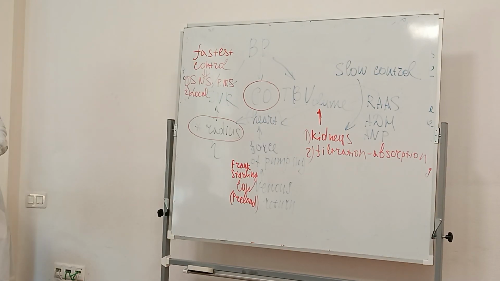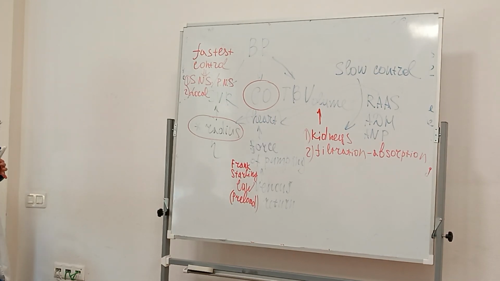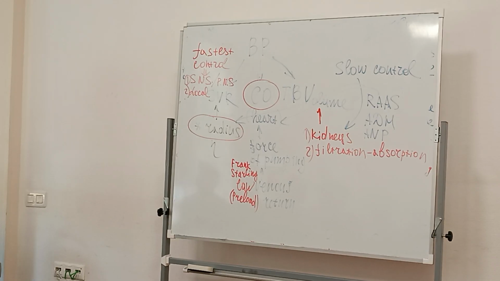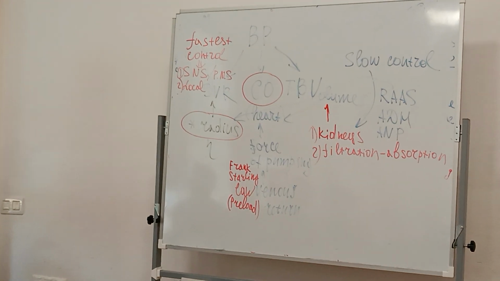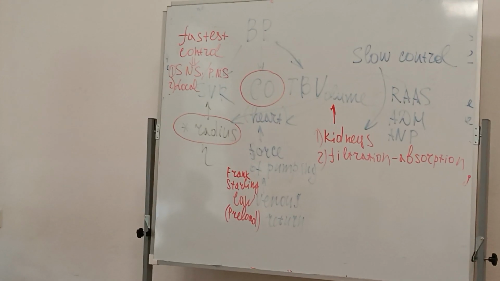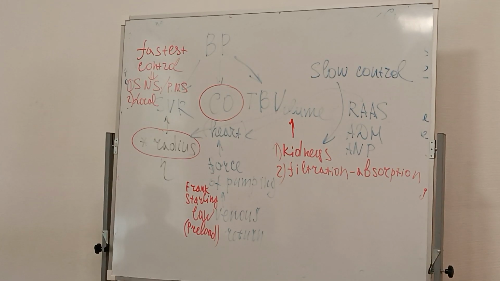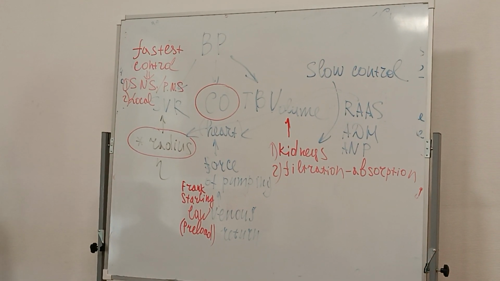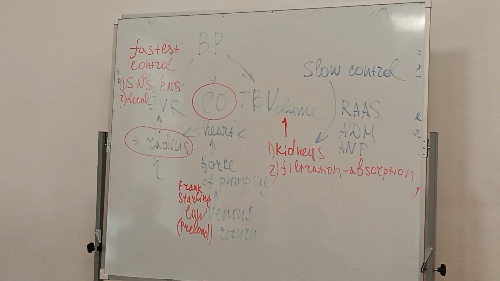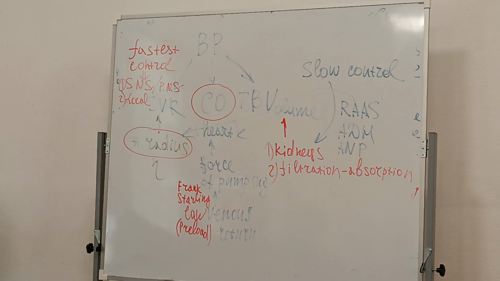Now about nervous mechanism, the fastest control of blood pressure. Nervous regulation of blood pressure, integral regulation. At first, I will explain about regulation, systemic and local regulation of blood vessels.